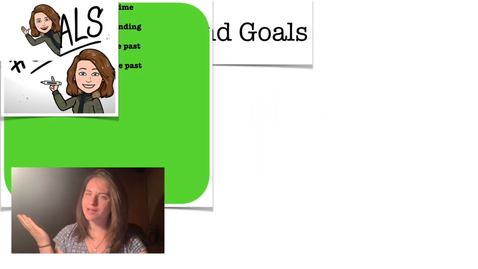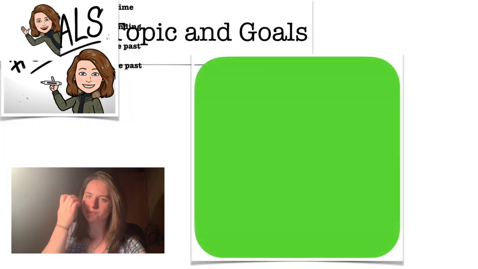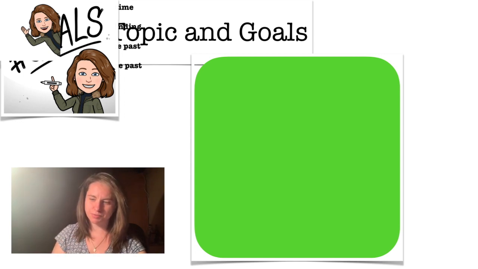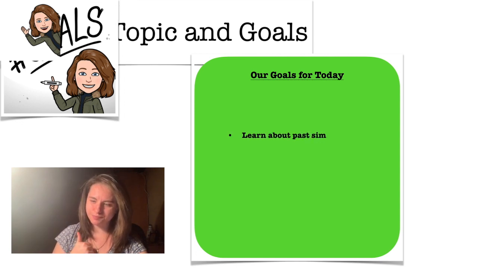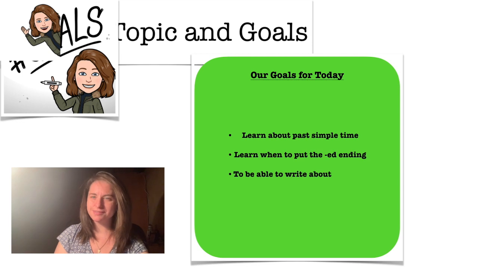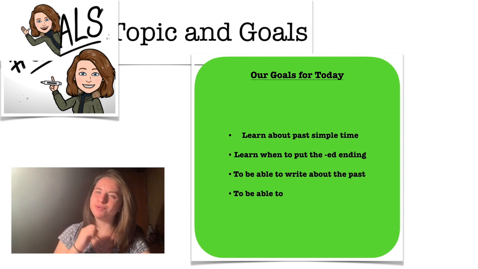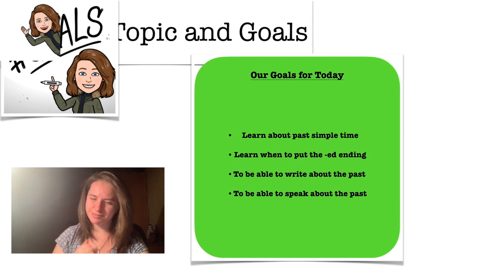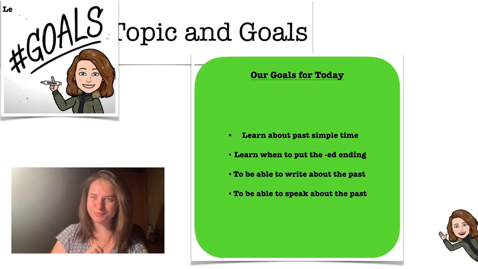Alright, so what are today's topics and goals? First of all, today we're focusing on past simple time. We've already covered was, were. We've talked about could and couldn't in the past as well. Today we're going to focus on just verbs in general in past simple. Our goals for today are to learn about past simple time, to learn when to put the ed ending, to be able to write about the past, and also to be able to speak about the past. Okay? So, everybody, let's go.